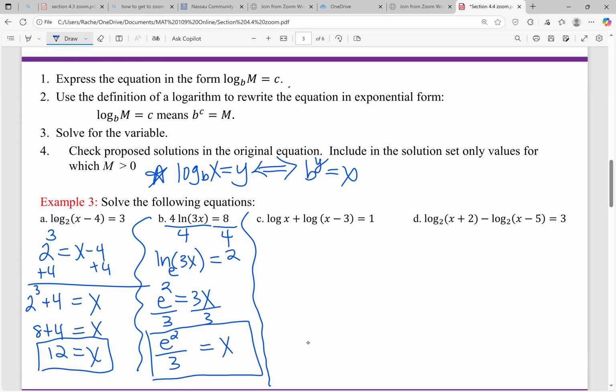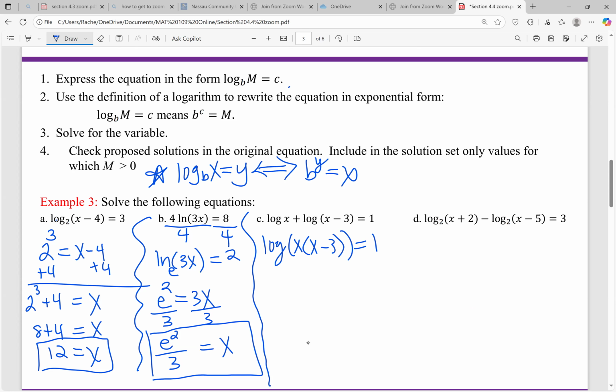So let's look at C. We have log x plus the log of x minus 3 is equal to 1. This is a little bit different now because I have 2 log expressions in my equation. The 2 that we did previously just had 1. But let's think back to the previous section that we covered and our properties for logs. Remember, whenever I have the sum of 2 logs that have the same base, we can rewrite it as a product, right? This is the same thing as the log of x times x minus 3. And that's equal to 1.